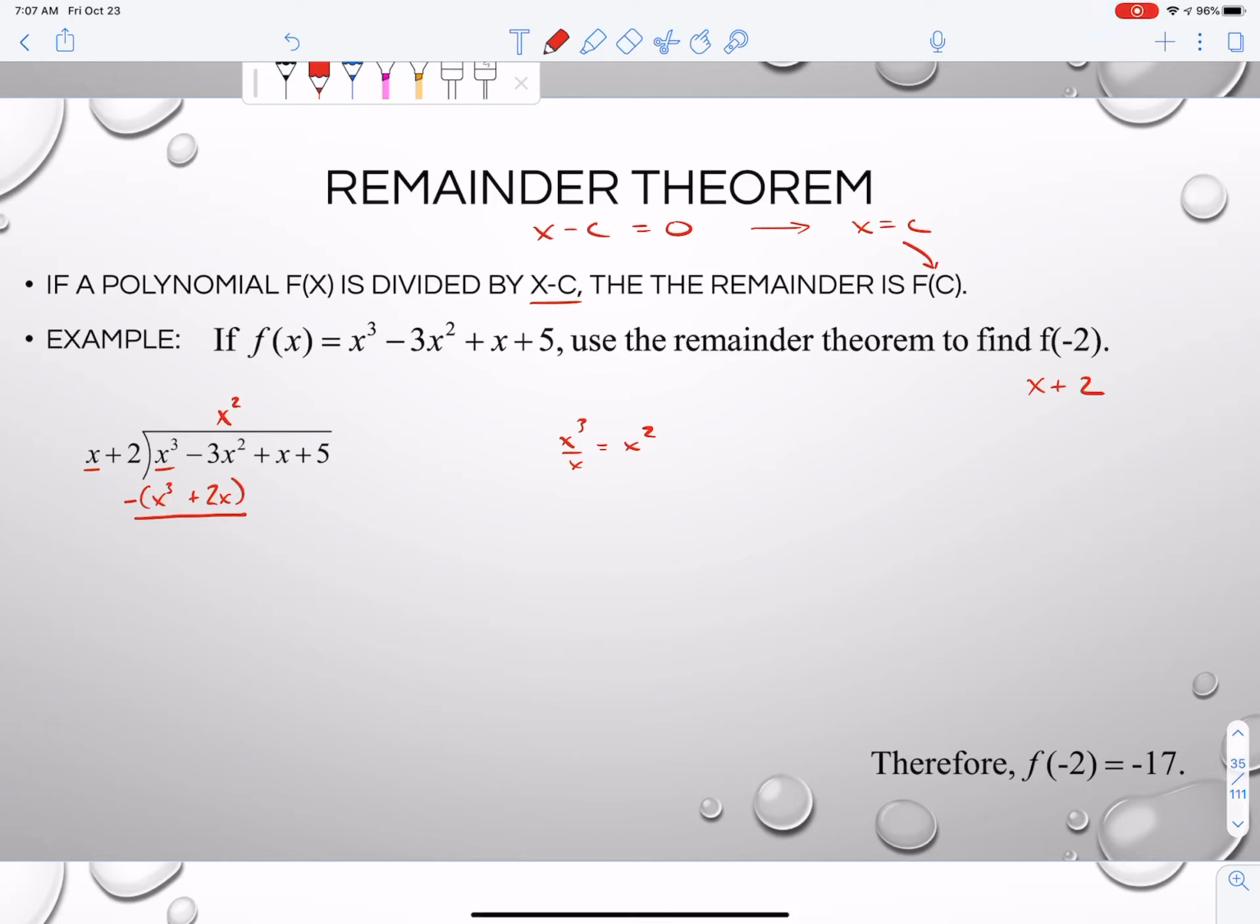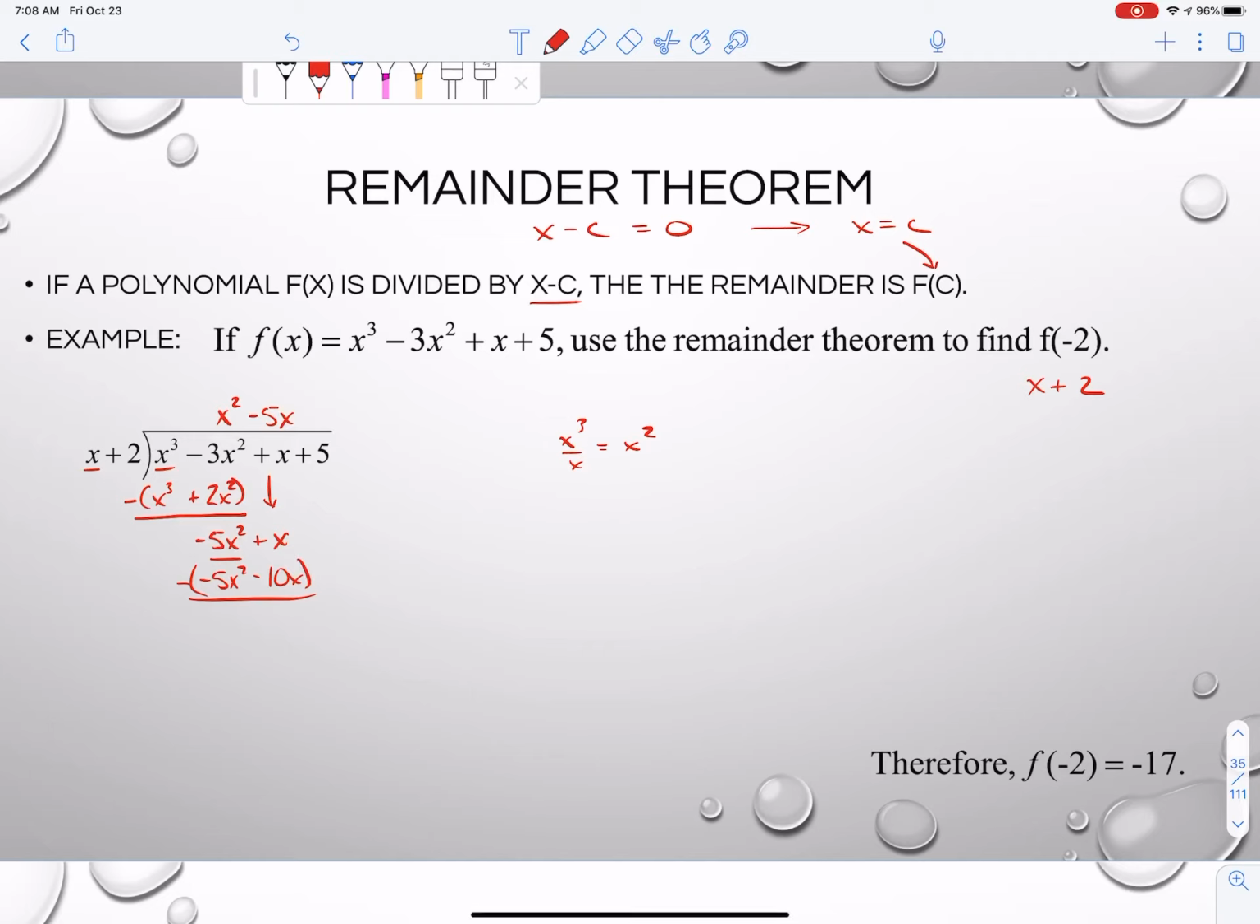All right, so when I subtract this entire line, x cubed minus x cubed is 0x cubed, which is what I want. Negative 3x squared minus 2x squared is going to give me negative 5x squared. I bring down my next term, which is positive x. So now I divide my new lead term, negative 5x squared divided by x, and I'm going to get negative 5x. Negative 5x times x gives me negative 5x squared. Negative 5x times 2 gives me negative 10x. And again, I subtract this entire row.